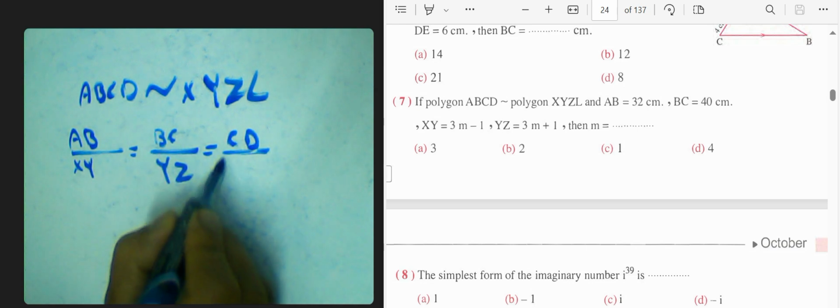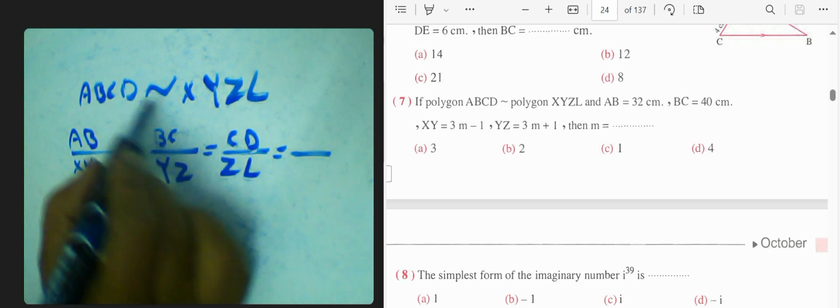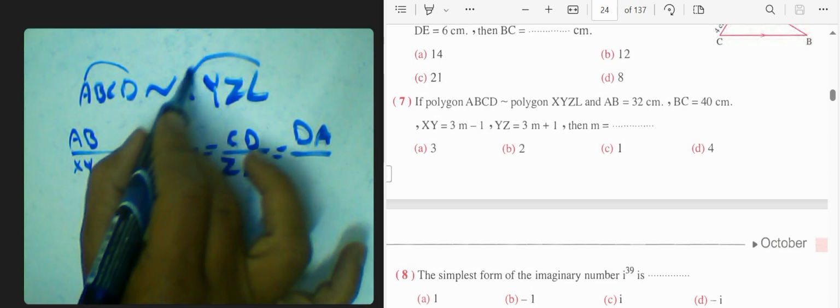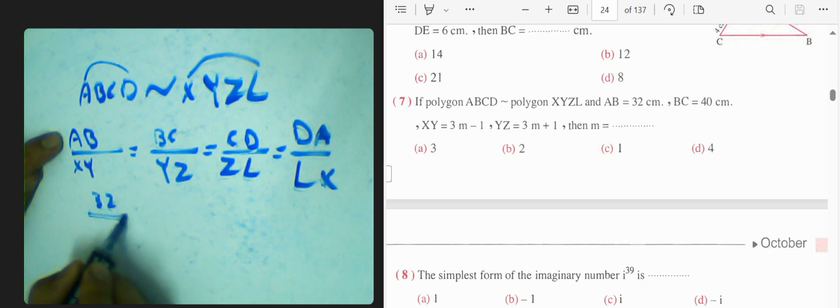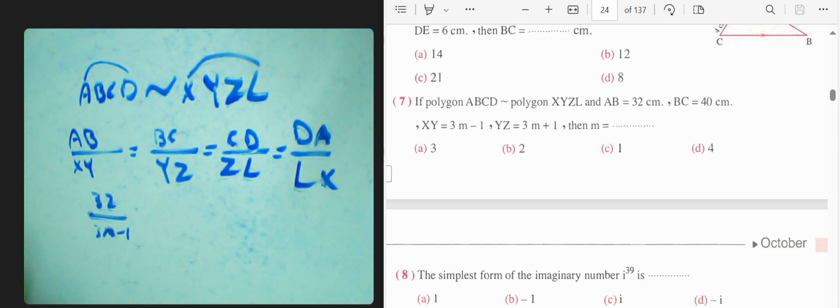So we can write the ratio AB over XY, BC over YZ equal CD over ZL, and here CD going to DA over LX. And then AB was 32 and XY equal 3m minus 1.